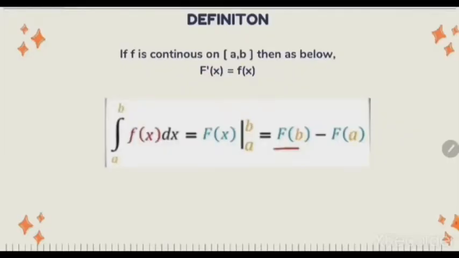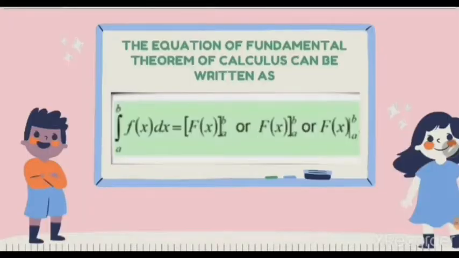Now, let's go to the definition. If f is continuous on [a, b], then as below, the definite integral is the difference of the capital F function at b minus the capital F function at a, where F is any antiderivative of f. If the capital F function is the antiderivative of the small f function, then the derivative of capital F is the small f function. The equation of the fundamental theorem of calculus can be written as this. We have three different parts that we can write the equation of FTC, but the preferred one is the first one, this one.